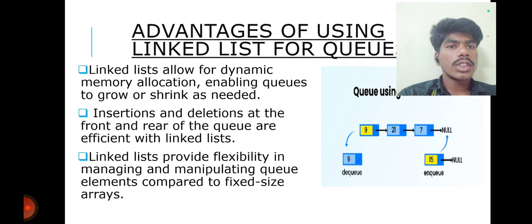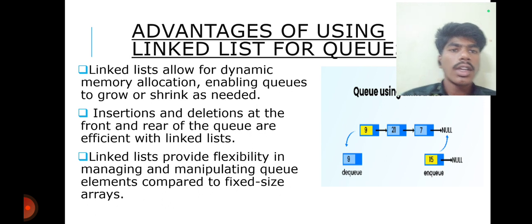Advantages of using linked list for queues. Linked lists allow dynamic memory allocation, enabling queues to grow or shrink as needed. Insertion and deletion at the front and rear of the queue are efficient with linked lists. Linked lists provide flexibility in managing and manipulating queue elements compared to fixed size arrays.